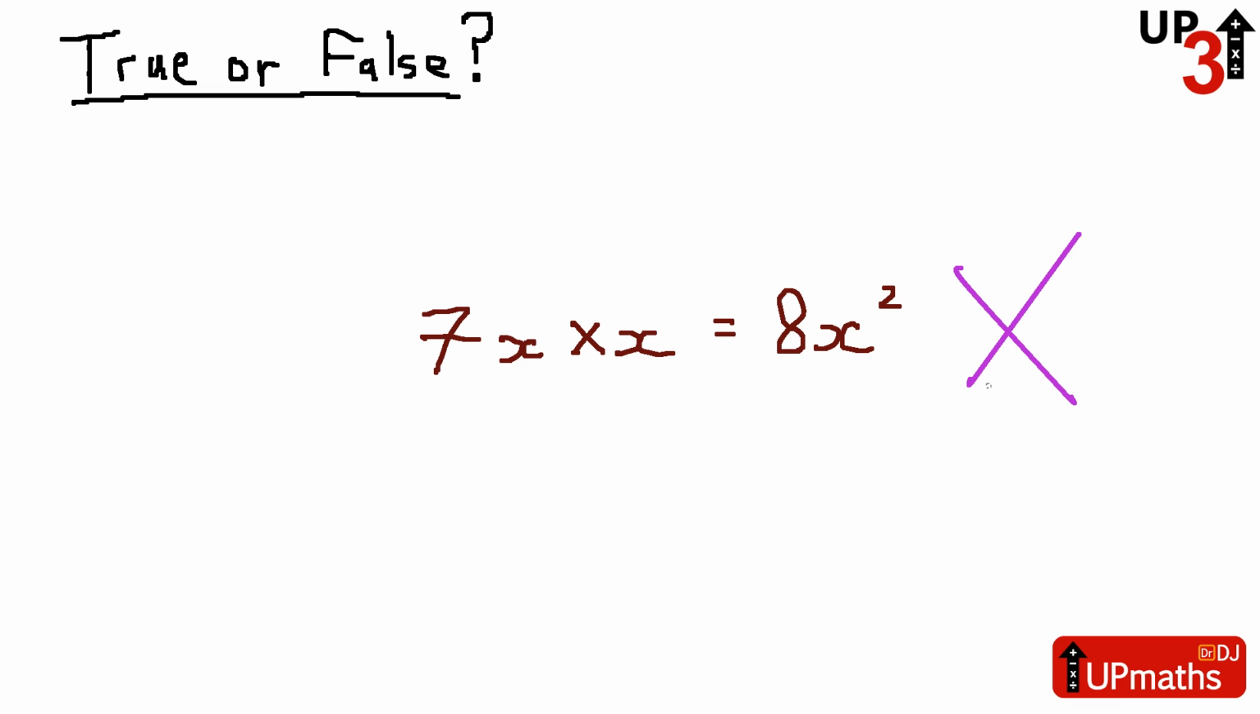This is false. Because what's x times x? I'm going to simplify that to write as x squared, and the 7 is still there. So it should say 7x squared.